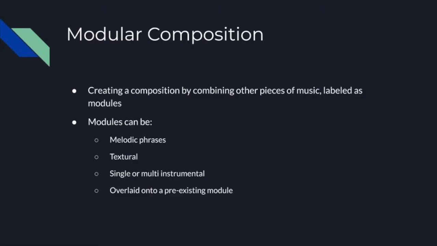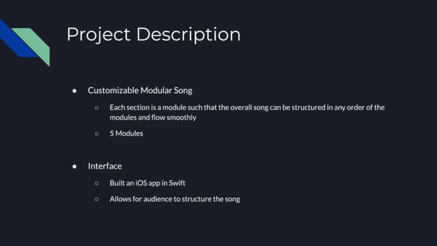But what is that? Modular composition is the process of creating music by combining other pieces of music, labeled as modules. Modules can be anything listed here and more. What I have created is a customizable modular song. I have composed 5 modules that, because of various compositional decisions, are able to be structured in any order to produce a cohesive piece. The audience interacts with these modules through a mobile application I have developed using Swift, which I will later demonstrate.